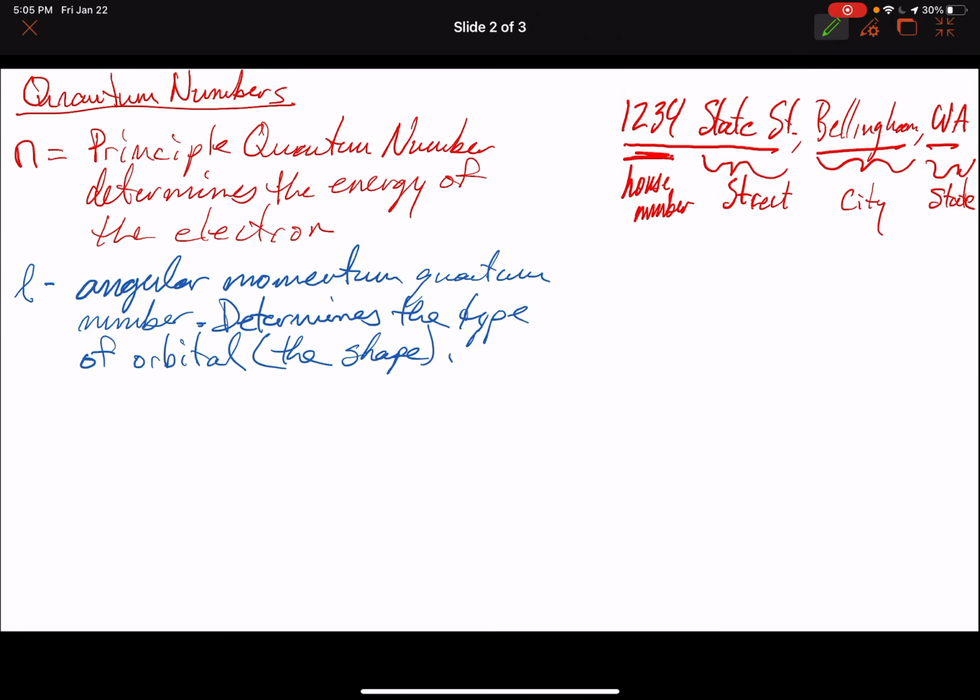The next quantum number is going to be m sub l. That's an italics l in the subscript position. m sub l is the magnetic quantum number. And this magnetic quantum number is going to help us determine the direction of the orbital.